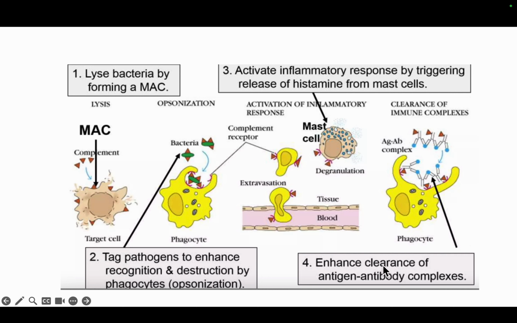Function 4: enhance clearance of antigen-antibody complexes. Suppose there are antigens which are getting presented by antigen presenting cells, and then antibodies are attached to them. Then the complement system comes into action and increases the clearance process. Basically it speeds up the clearance of antigen-antibody complexes.